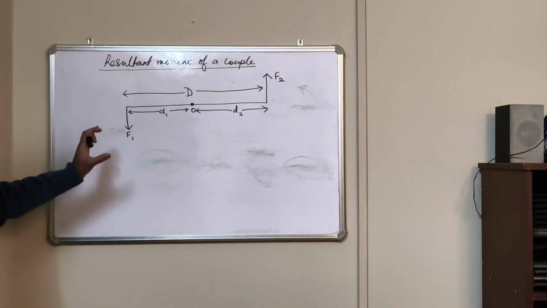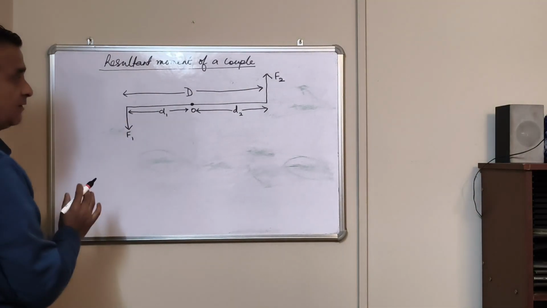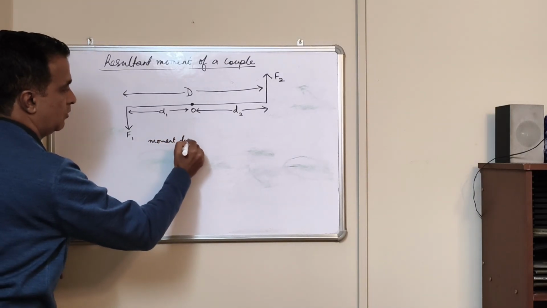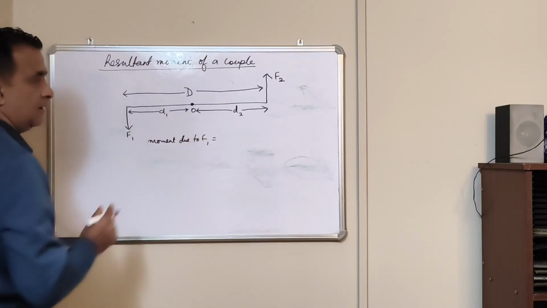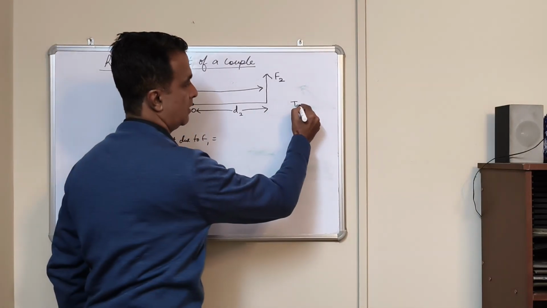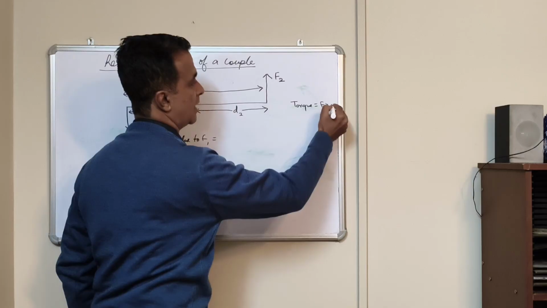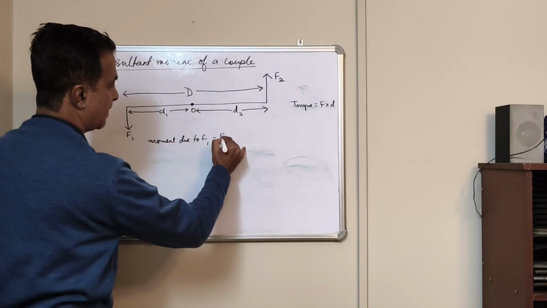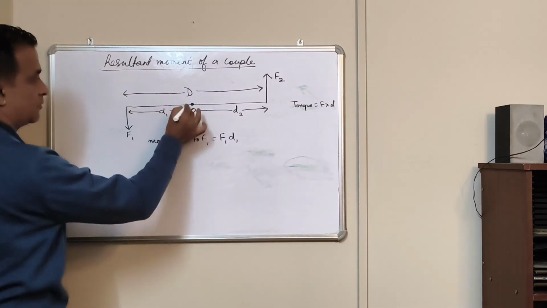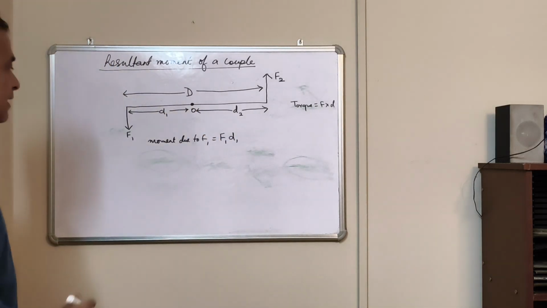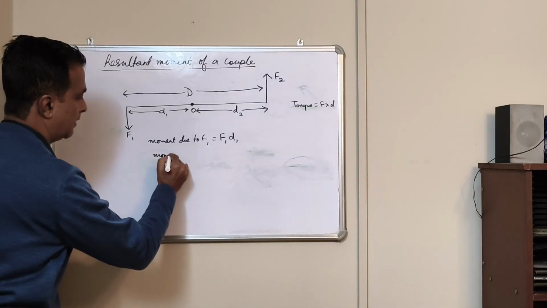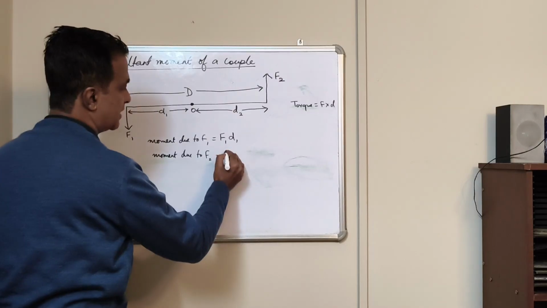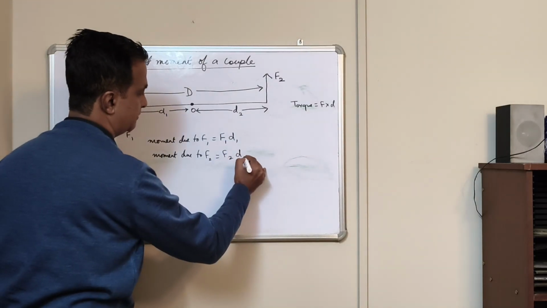Now, let's first calculate the individual moments due to force F1 and force F2. So, moment due to F1. If you remember, the formula for torque is F into D. So, I'm just applying the same formula, F into D. So, moment due to F1 will be F1 D1. The perpendicular distance from the axis of rotation is D1. Now, moment due to F2 will be again the force F2 multiplied by the distance D2.